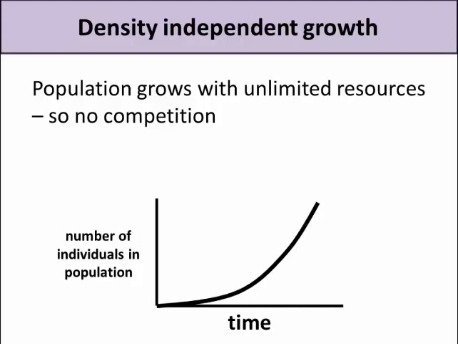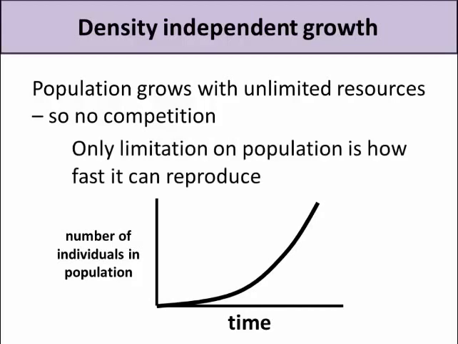Again, the rate of growth is constant, but the number of individuals we add at each time step grows because there's larger numbers at each time step. The only limitation on this type of population is how fast it can reproduce. And so that's a really important point. These populations will grow and only be limited by how fast they can reproduce.